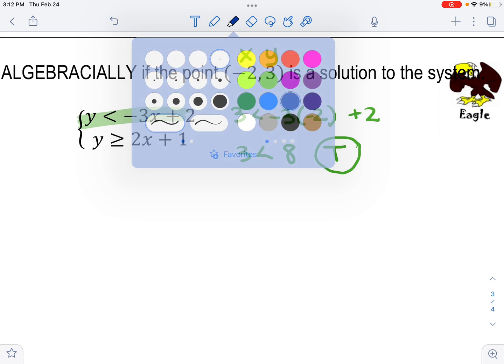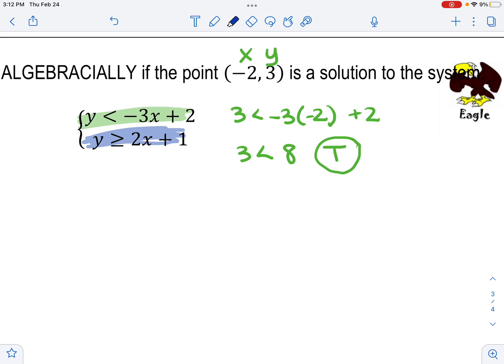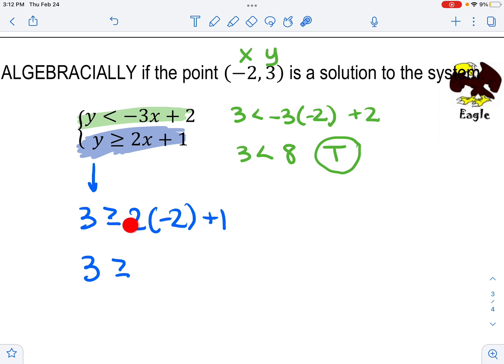So again, we're looking for 2 truths. So I'm going to take this equation, and I'm going to do the exact same thing. I'm going to replace Y with 3, and I'm going to replace X with -2. So -2 for X, 3 for Y, and I copied it as is. Create one number. 2 times -2 is -4. -4 plus 1 is -3. And now I check. 3 is greater than or equal to -3. 3 is bigger than -3. That's a truth. So is this a solution? Yes.